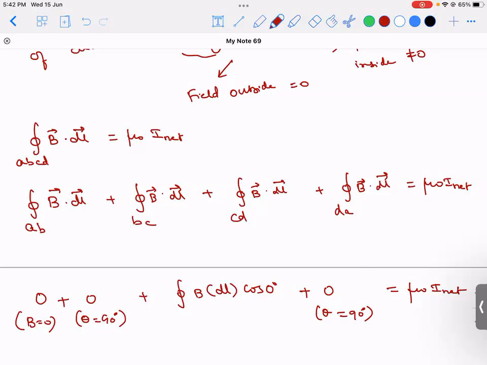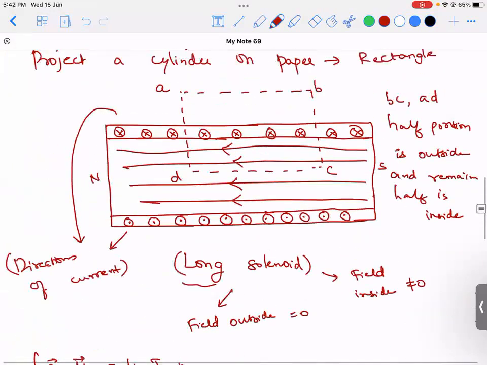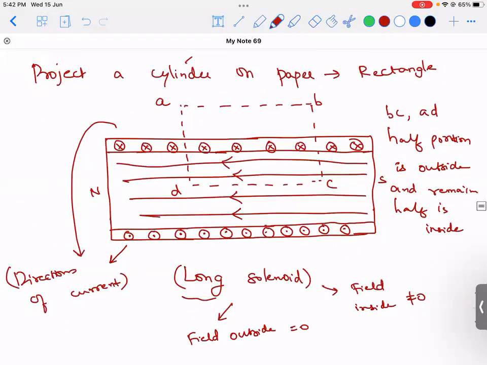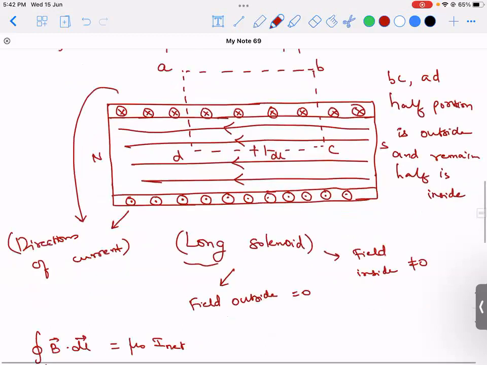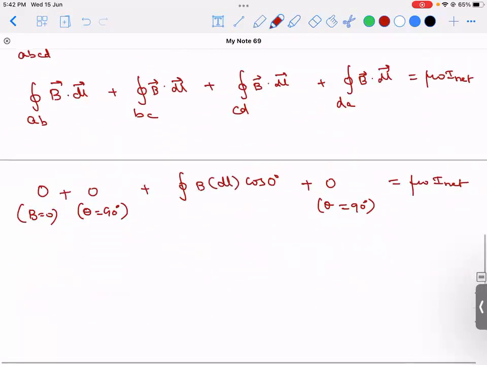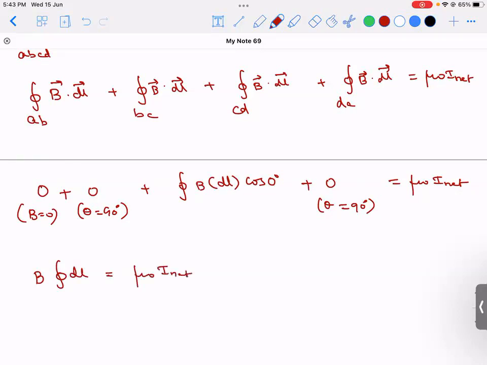Sir, can you show the diagram once? Sir, here, what is the dl vector we are considering? dl is taken on the Amperian loop only, no? So when it is a straight line, dl will be taken in the direction of magnetic field only, correct? Yes, sir. Okay, sir. Fine. So it will be B into the line integral of dl is equal to mu naught into I net.